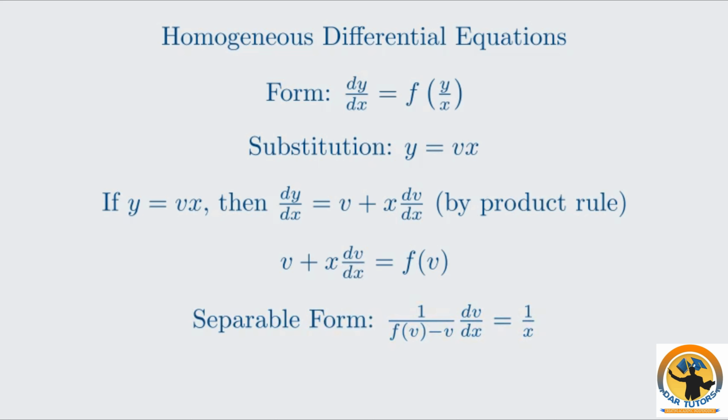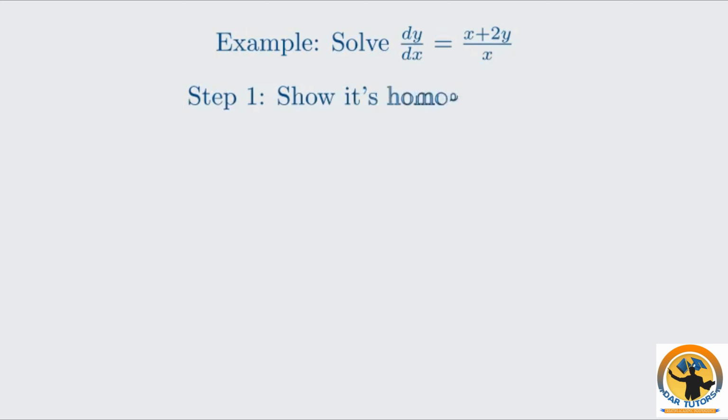Let's see this in action with an example. Let's work through an example to solidify this method. We'll solve the differential equation dy/dx equals x plus 2y all over x. First, we need to show that this equation is homogeneous. We can rewrite the right-hand side as 1 plus 2 times y over x. Since it's a function of y over x, it is indeed homogeneous.